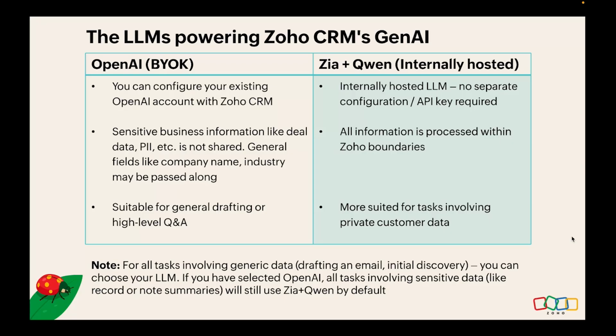The other option is Zia's internally hosted Qwen model. This is readily available for you to just select and activate in one click because no separate API key is required. And privacy is completely guaranteed in this case because all data is completely processed within Zoho's boundaries itself. Currently, if you choose OpenAI as your LLM, we still do default to using the internal model for any tasks which involve private or PII data. And in this way, we ensure that your data remains safe within your CRM account.